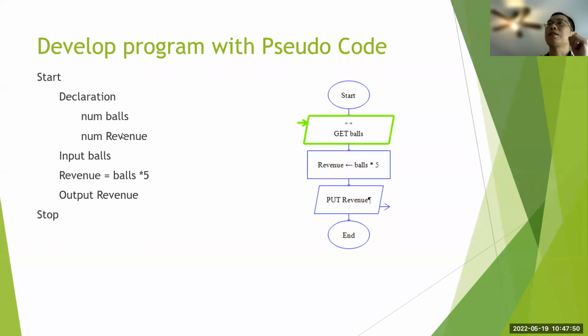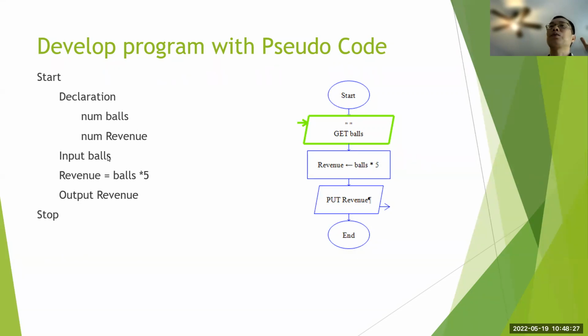For the pseudocode, normally you have a start and a stop for the program. The first thing is the declaration. You have to declare any variable you use in the program. For this one, you have two variables. The ball variable is the input, how many balls, and revenue is the output. Both are in number format, which is why I put num here. Num is the number format, ball is a variable name, and revenue is also a variable name.